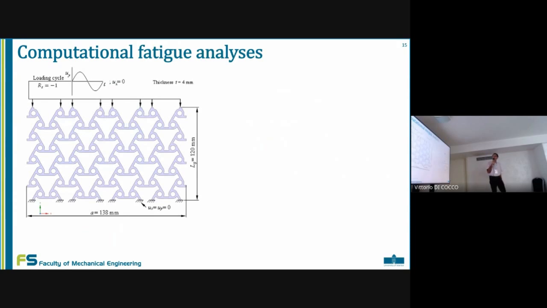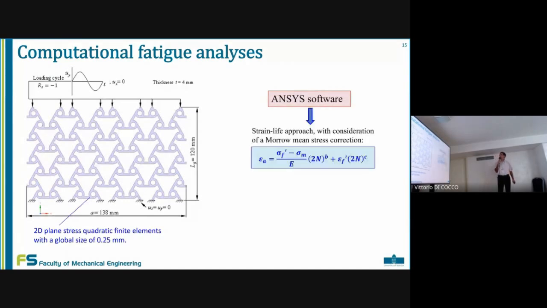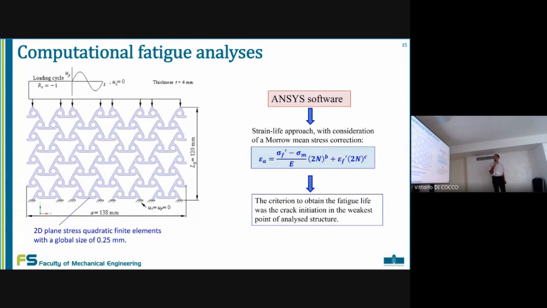In the case of the computational fatigue analysis, we input the sinusoidal displacement at the top of the structure. At the bottom, we had fixed restraints. Two-dimensional plane strain quadratic finite elements with global size of 0.25 millimeter have been used. The computational analysis has been done in the framework of the ANSYS software, where the strain life approach has been used with consideration of the Morrow mean stress correction. And the criterion to obtain the fatigue life was crack initiation at the weakest point of the analyzed structure.